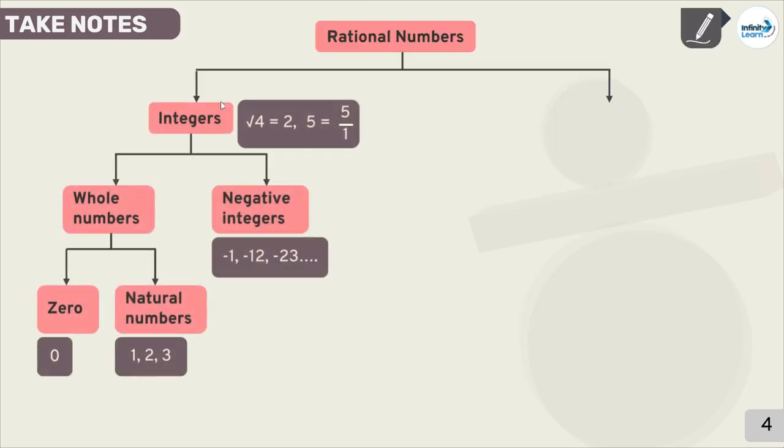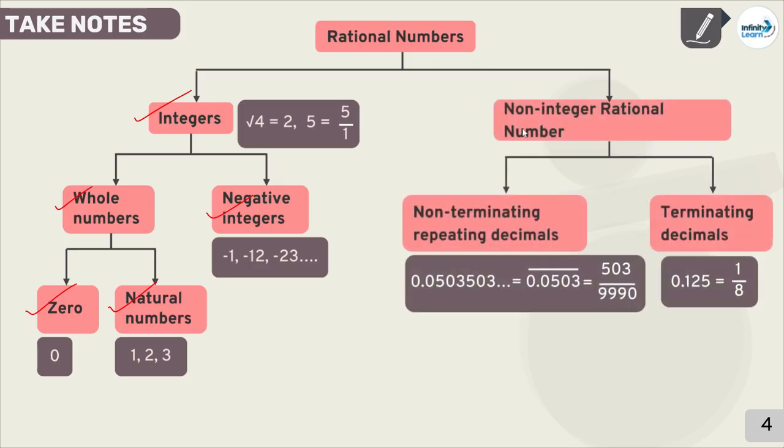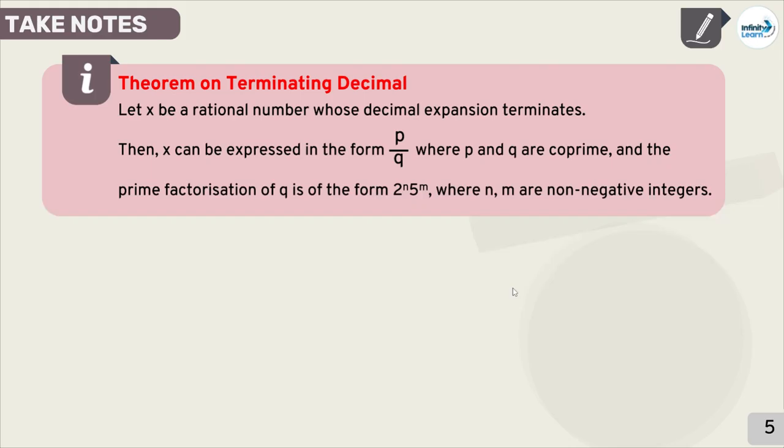Rational numbers are classified into integers. Integers are further classified into whole numbers and negative numbers. Whole numbers are further classified into zero and natural numbers. And non-integer rational numbers, that is non-terminating repeating and terminating ones, जो terminate हो जाए और जो terminate ना हो.